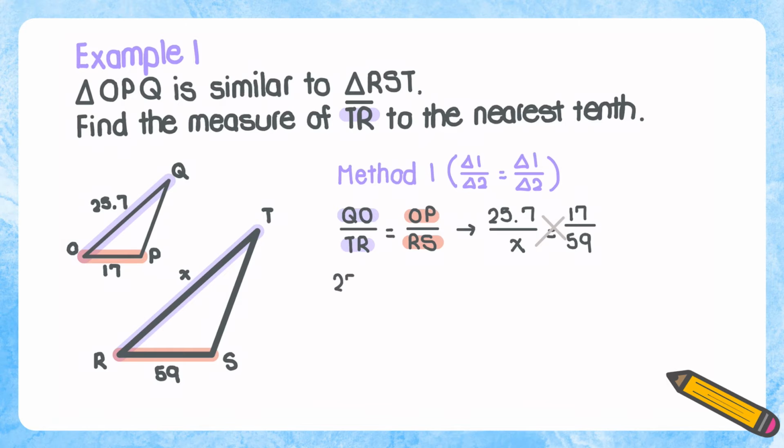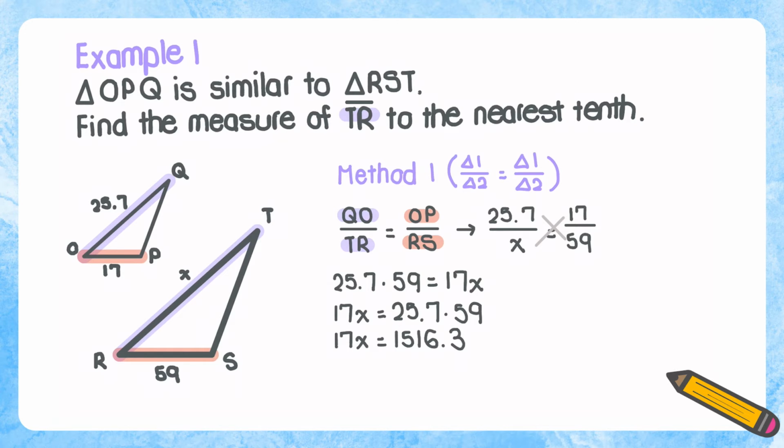By cross multiplying, I get that 25.7 times 59 equals 17 times x. I usually like writing the x on the left side, so anything with variables on the left side. So let me just flip this around and go ahead and plug 25.7 times 59 into your calculator and see what you get. Press play when you're ready. So I got 1,516.3.